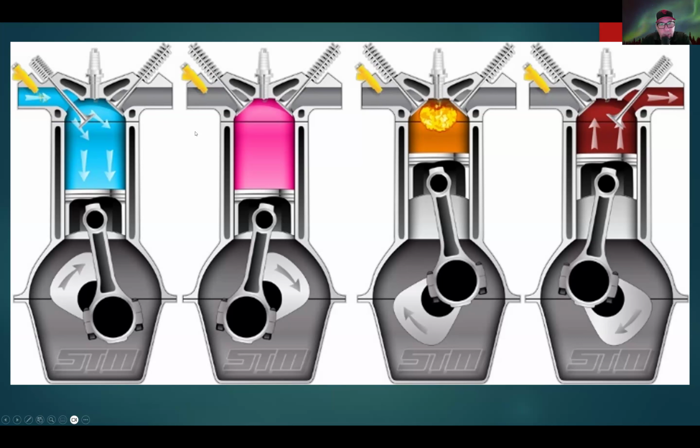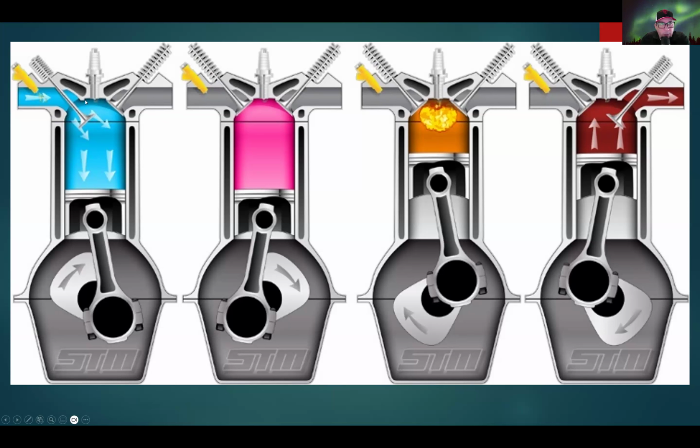Okay, so we need a fuel source, which is gasoline. We need an air source, which is the outside air, the oxygen within the atmosphere. And then we need a spark, which is the spark plug. That's our ignition source. And then we also need compression. We need to squeeze this air fuel mixture before we ignite it.